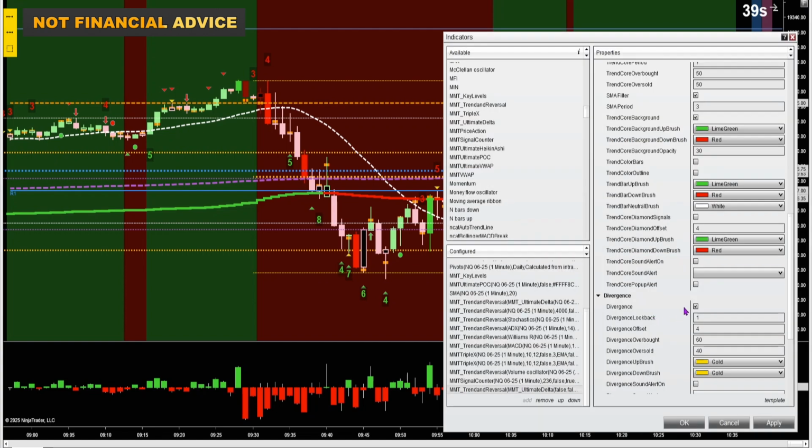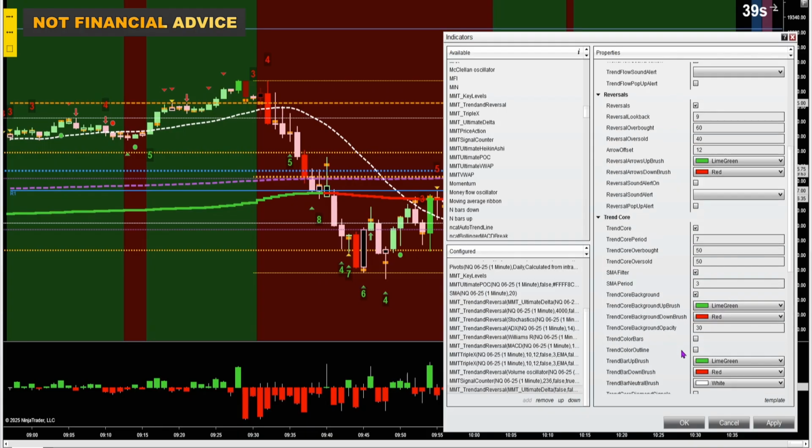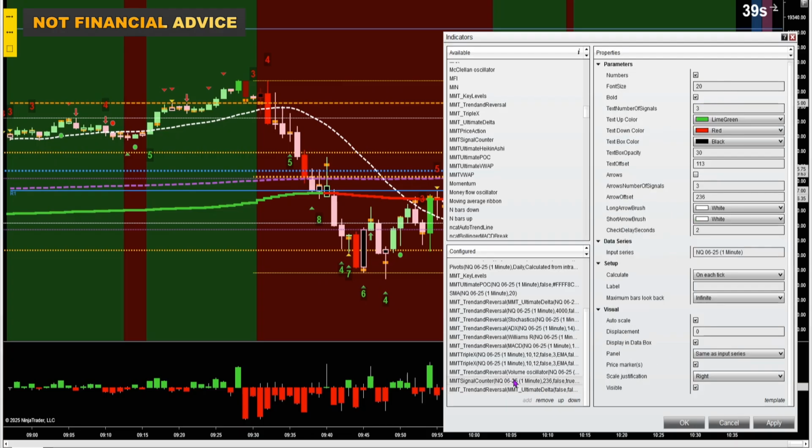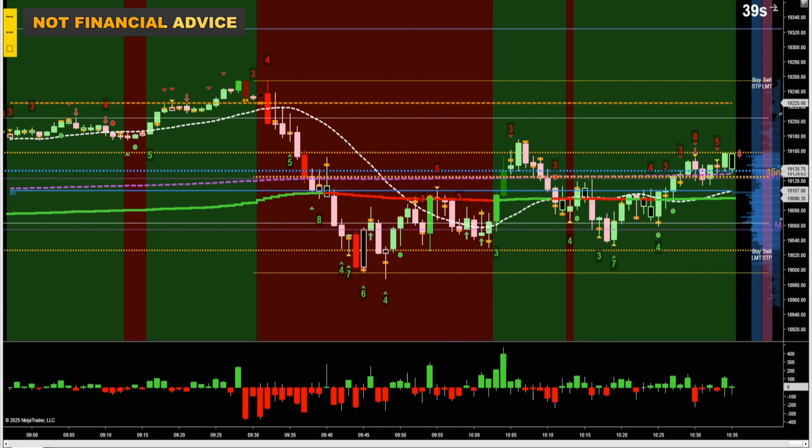This is looking for divergence, look back period of 1, overbought, oversold of 60 and 40, and the trend core is painting the background. Period of 7, overbought and oversold 50 and 50. The reversals, a look back period of 9, overbought, oversold 60 and 40. You might also want to play around changing this number to a 3 for the reversal look back. You'll get more signals that way. Then I've got the MMT signal counter, counting up all of the signals and printing these numbers. So those are the settings, and that's how I trade it.